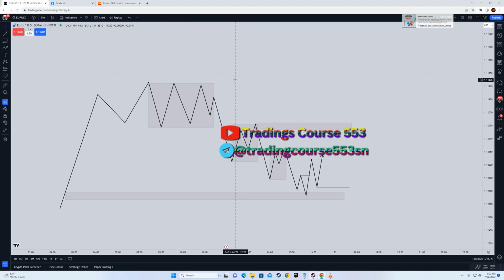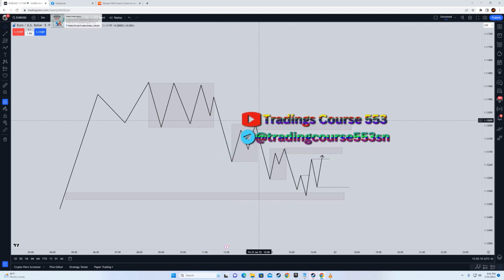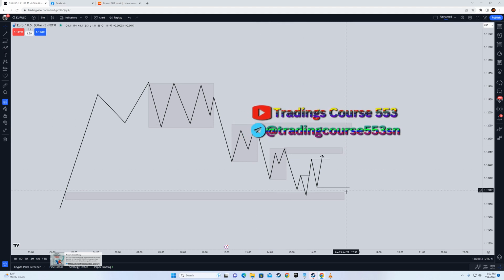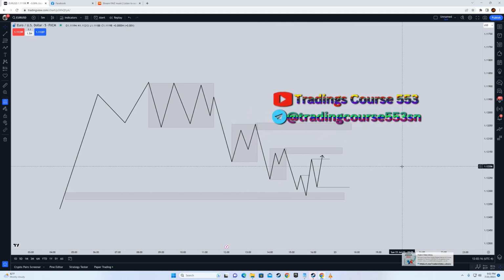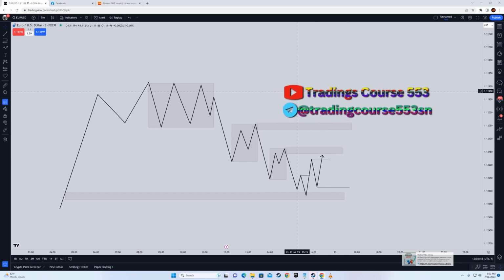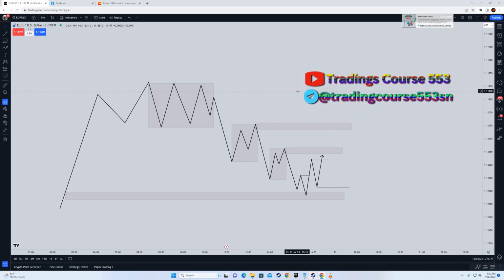We have high probability, of course, but price can simply take out, let's say, this high over here, this consolidation, and then reverse. So you have to take partials along the way. You have to trail your stop loss, or you have to go break even at some point. It all depends on your trading style.